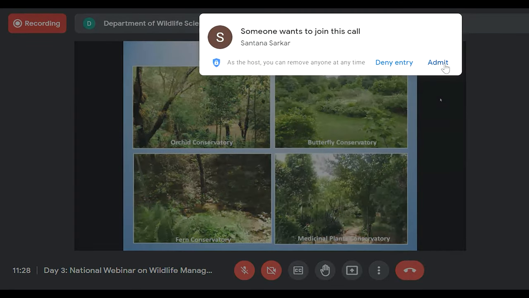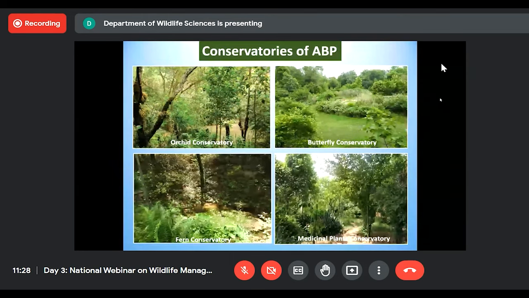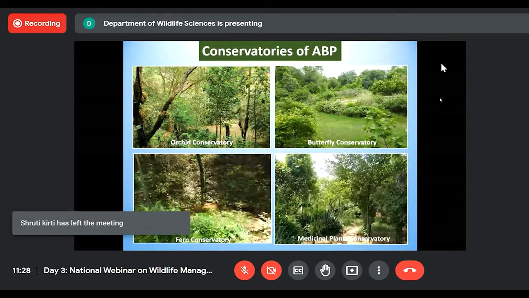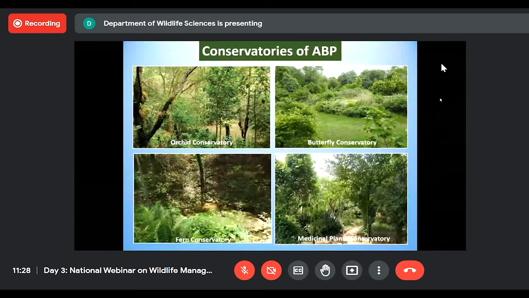Then some of the mining pits. We have got different microclimates in some of the mining pits, and we developed some thematic units, special conservatories. So it is an orchid conservatory. When we entered this mining pit, it had a different microclimate, and we gave it a theme to develop an orchid conservatory. This has attracted many insects, many birds and reptiles within this area, and some amphibians were witnessed over here. Then the butterfly conservatory, great pollinators, and then the fern conservatory and the medicinal plant conservatory.